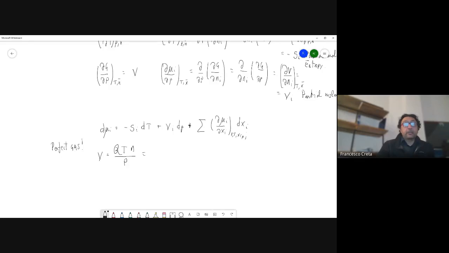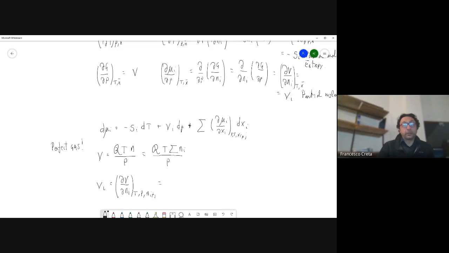And for a mixture of NS species, N is the summation of the Ni's, divided by the pressure. Now, think about it. We can directly calculate the partial molar volume, Vi, because Vi is nothing else but the derivative of the volume with respect to Ni, when I'm keeping the temperature constant, the pressure constant, and all the other Nj constant, but Ni.